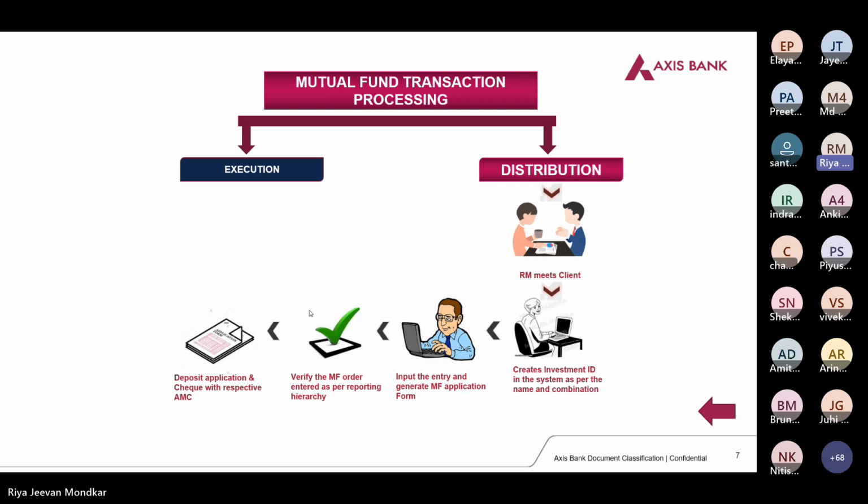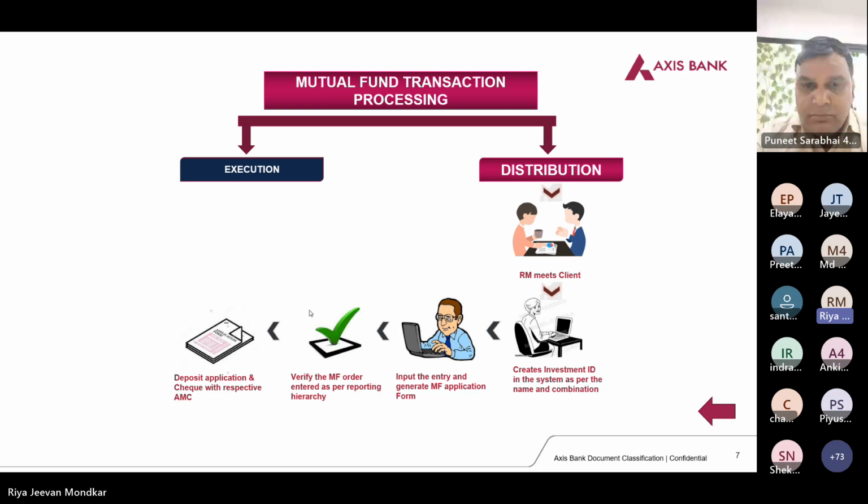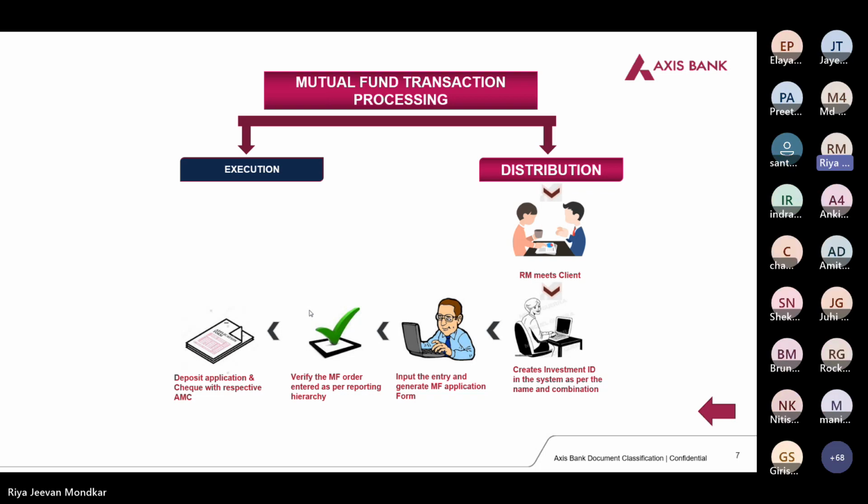So to avoid this complete process, please note: under distribution, once you create a lead ID, come to IPS, create a transaction, submit it, and have your supervisor verify it. Then you take a PDF of that application, take the client signature on that PDF application, attach the check or a direct debit if you have selected direct debit, and submit it to the AMC locally. This is the complete process for distribution mode.